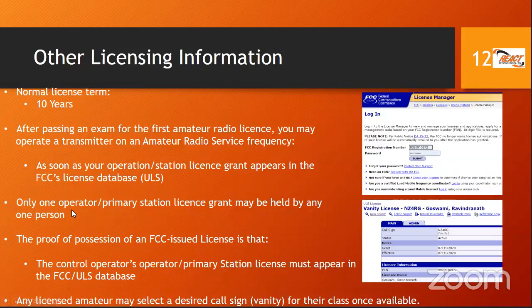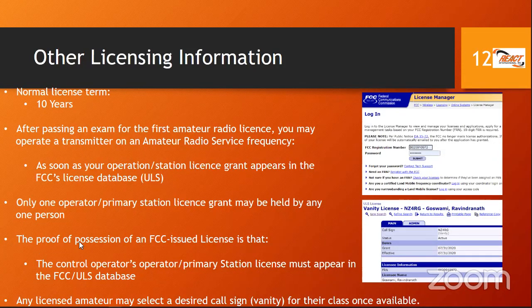Also, only one license may be held by one person. In other words, you cannot have 2 or 3 amateur licenses. When you sit the exam, you get 1 license. If you upgrade to another, you still have 1 license. You cannot go and sit the exam and get another, same amateur license anyway, right? So you cannot have 2 technician licenses, for instance, with 2 separate call signs. No, you are only allowed 1, and that's the point here. Only 1 operator primary station license grant may be held by any 1 person. All right, meaning that you only get 1 call sign.